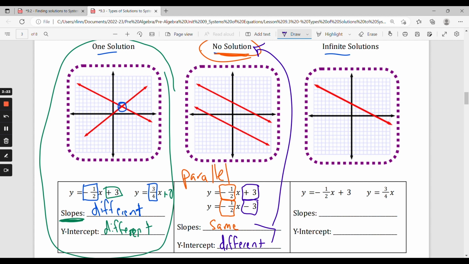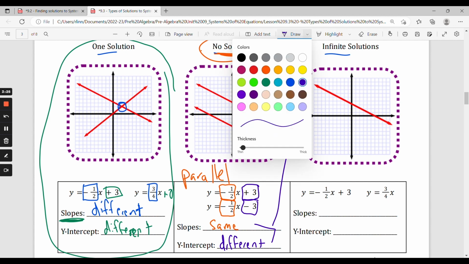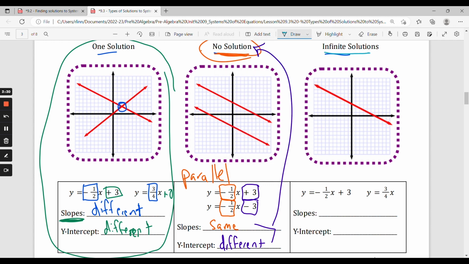Now our third scenario, this one doesn't happen very often, but it happens enough that we're going to have to talk about it. Our third scenario is where we have infinite solutions. Infinite solutions are where we've got two lines that are right on top of each other. We would call those coincident. Coincident lines are two lines that are right on top of each other. It's a little hard to see, but you can see that those arrows are doubled up, showing us that we have two lines right on top of each other.